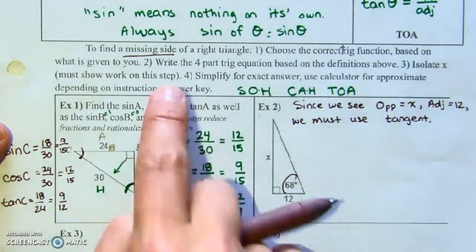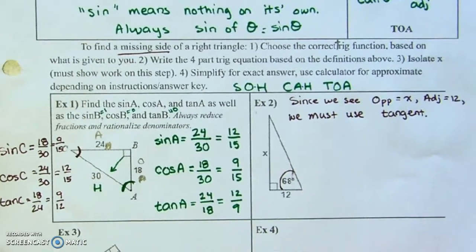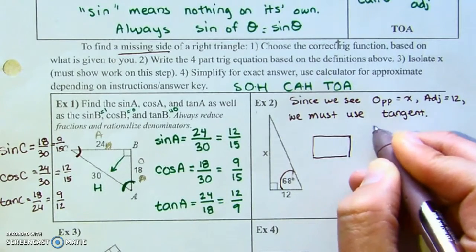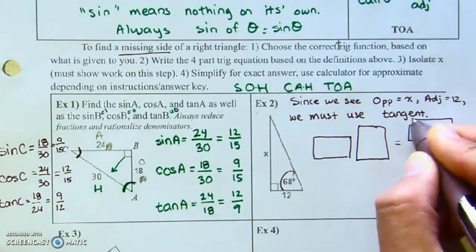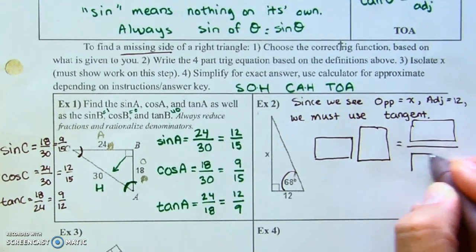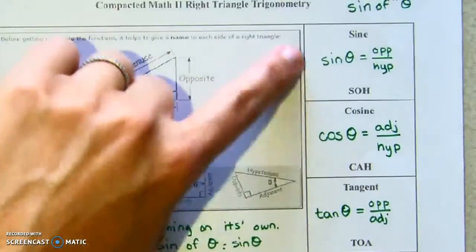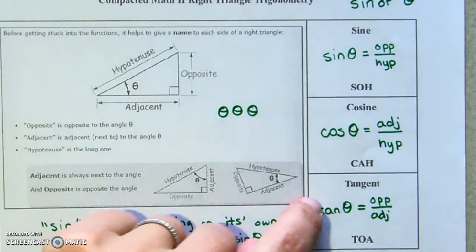Step 2, write the 4-part trig equation. As a math teacher, as the grader, I see this in 4 parts. I see part 1, part 2, part 3, and we're going to have a quiz where I'm grading. You're going to get 4 points. Can you fill in these 4 parts correctly? How does it go? What goes here? And they match these. What trig function did we pick? We picked tangent. So it has to go tangent of the angle equals opposite over adjacent.